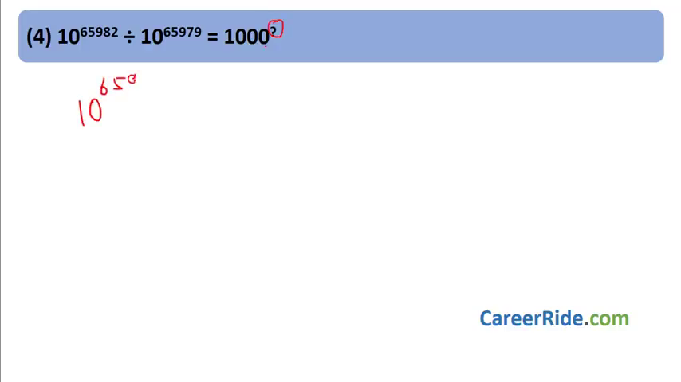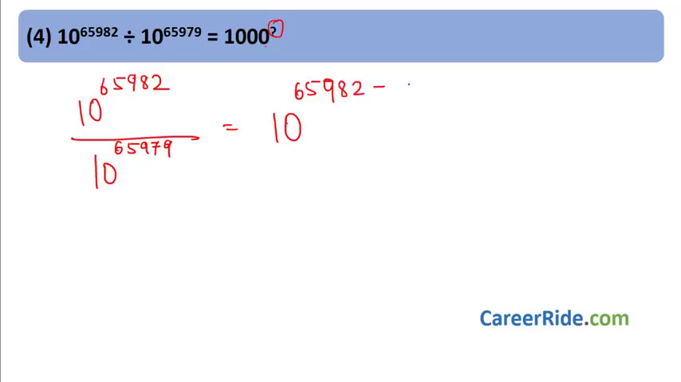Let us see. Again, this is very easy. This is nothing but 10 raised to 65982 divided by 10 raised to 65979. We have seen for multiplication that we add. For division, what do we do? We simply subtract. 65982 minus 65979. That would be 10 raised to 3. Okay, now we got 10 raised to 3. So 10 raised to 3 is equal to 1000 raised to question mark.